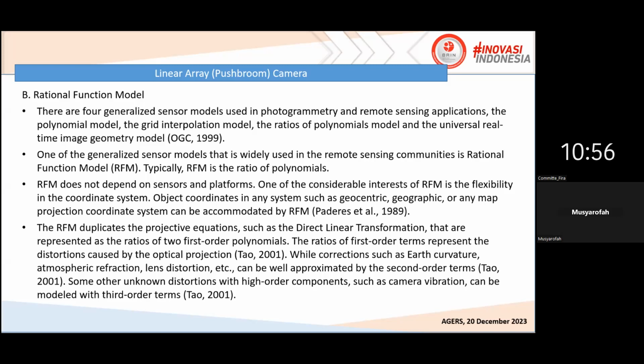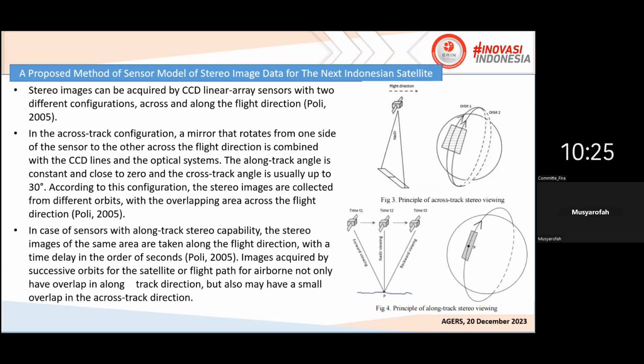The RFM duplicates the projective equation, such as the direct linear transformation, that is represented as the ratio of two first-order polynomials. The first-order term represents the distortion caused by optical projection. The second one represents the distortion caused by earth curvature, atmospheric refraction, lens distortion, etc. And the third one is distortion from higher order components like camera vibration, etc.